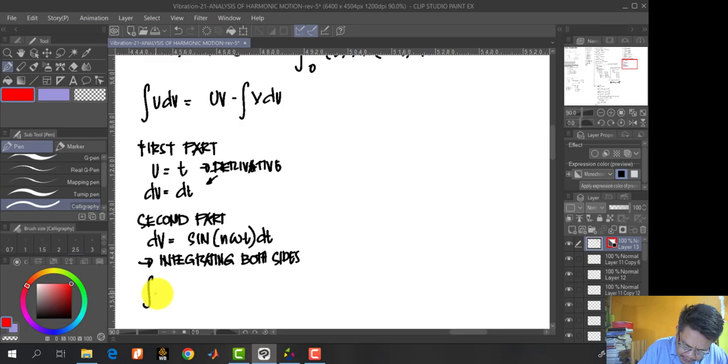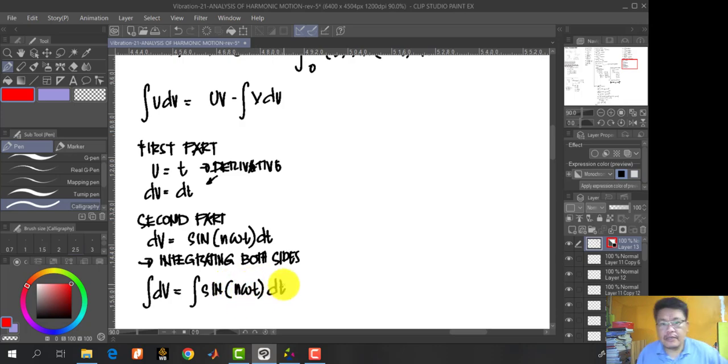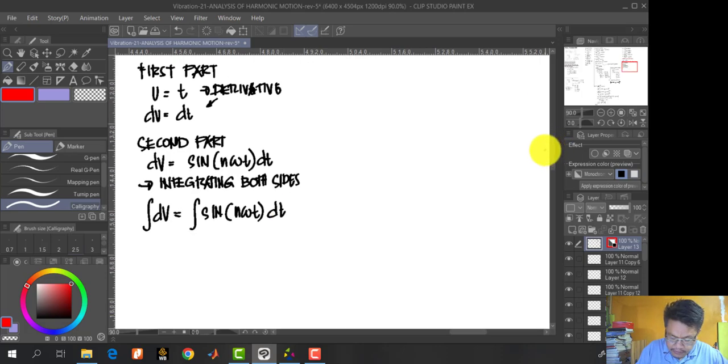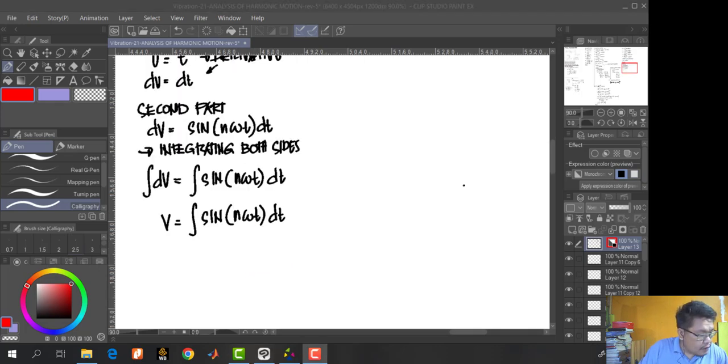So that will be my dv, which is equal to the integral of sine of n, angular velocity times time, then we have your dt. Now to integrate this, usually it goes back to v. And again, we need to integrate this by substitution of variable. So I'm going to substitute a variable for the value n, angular velocity times t.